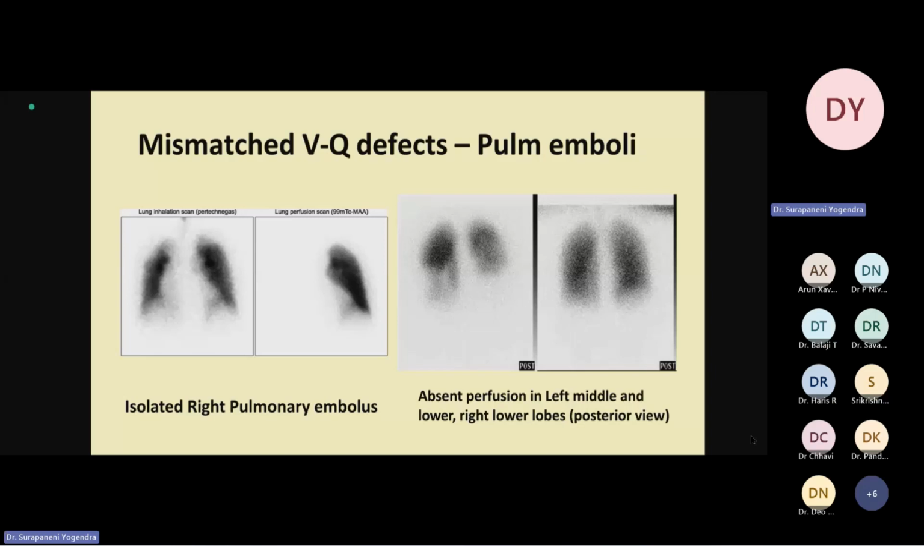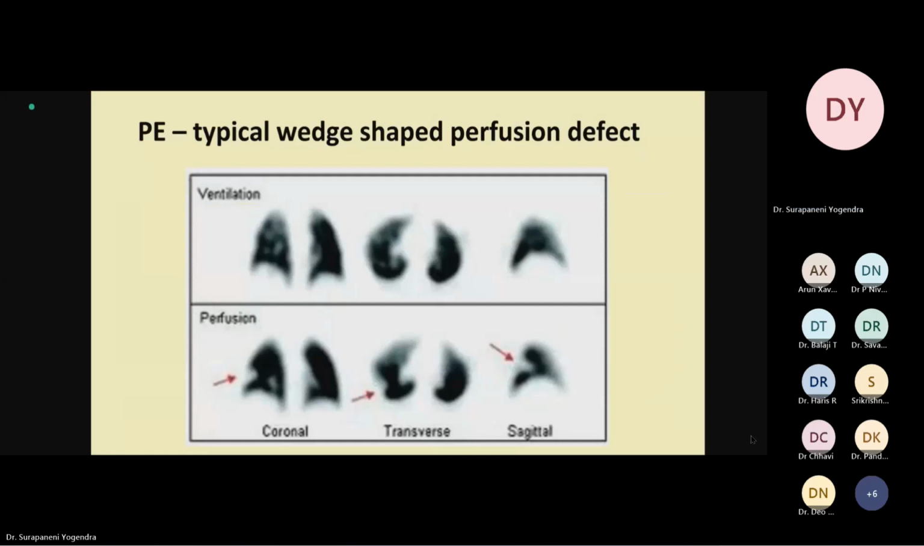Here it shows an isolated right pulmonary embolus. There is ventilation but no perfusion. The second one shows the right lower lobe. Typical wedge-shaped perfusion defect. So there is a mismatch between ventilation and perfusion. So in a pulmonary embolism, ventilation is maintained, but the mismatch is quite clearly seen here as a wedge-shaped perfusion defect.